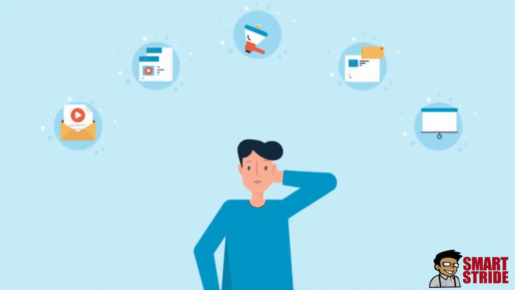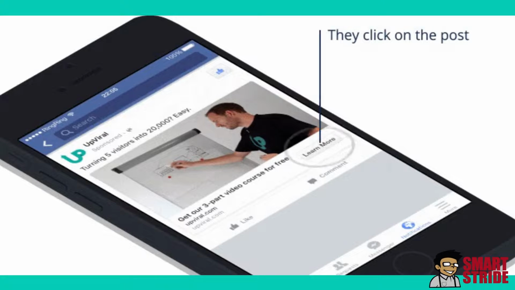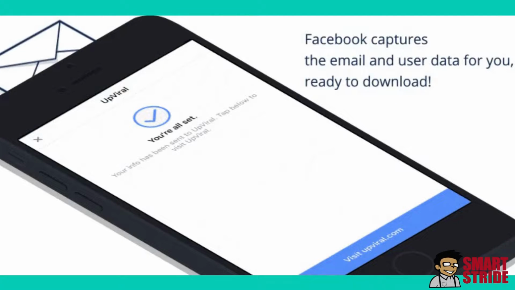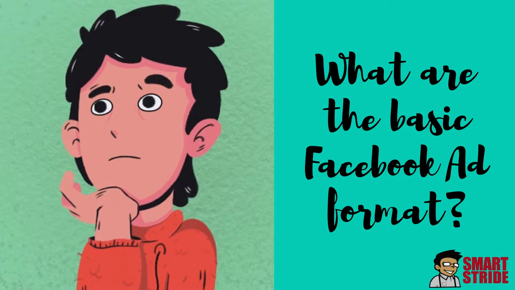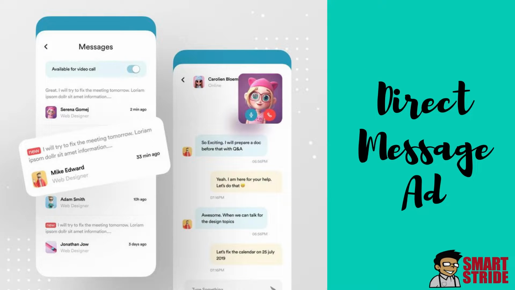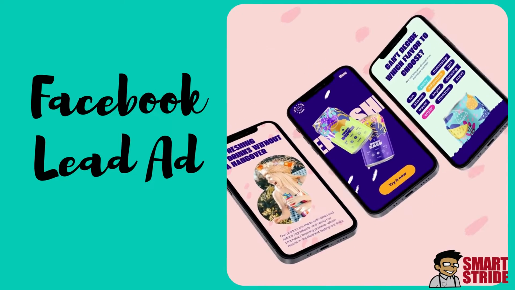First things first, what exactly is a Facebook lead ad? Facebook's lead ads are variations of the typical Facebook advertisement format. To understand what it is, let's first look at the basic Facebook advertisement format: the product page ad, direct message ad, and Facebook ad. Now let's look at a lead ad.